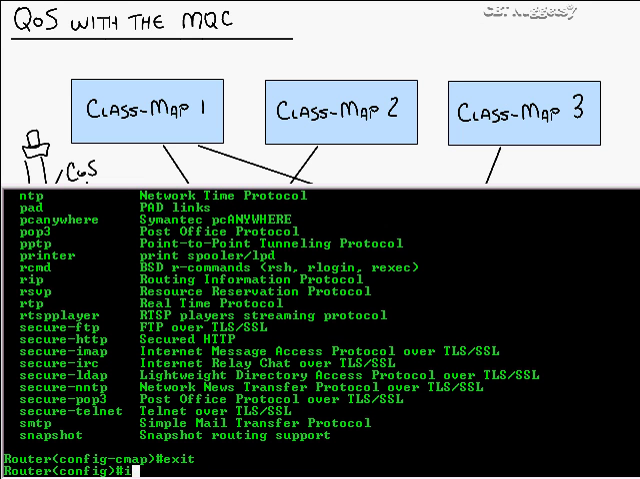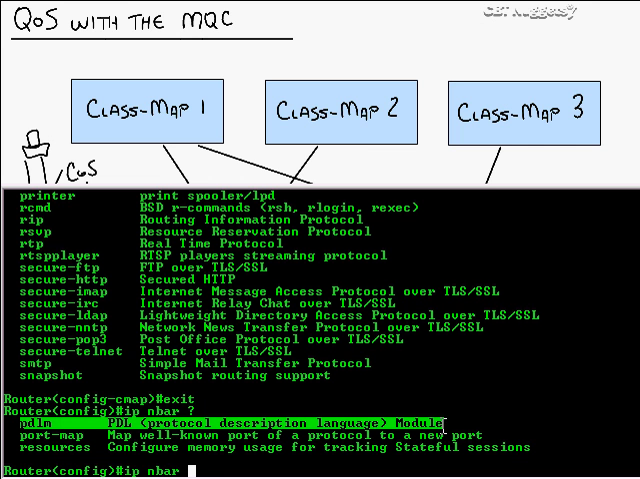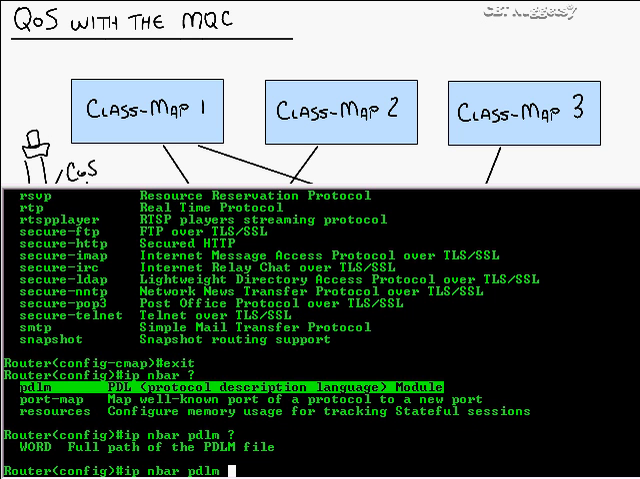I'll do IP nbar in global config mode, followed by PDLM. PDLM is actually a file that you can download from Cisco. It stands for Packet Description Language Module. They're free. And what you can do is copy them into the flash of your router. I could type in flash://. As a matter of fact, let me pause this recording. I'm going to take you to Cisco's website real quick.